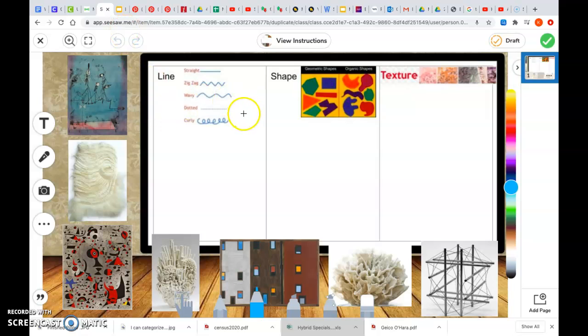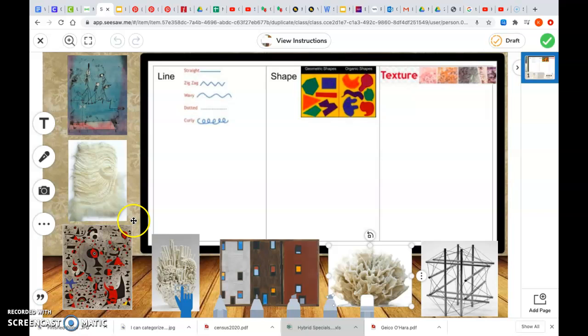Now in Seesaw, you're going to have a slide that looks like this. This line, shape, and texture. Your job is to look at these pieces of art and think, what is the most important thing in this piece of art?